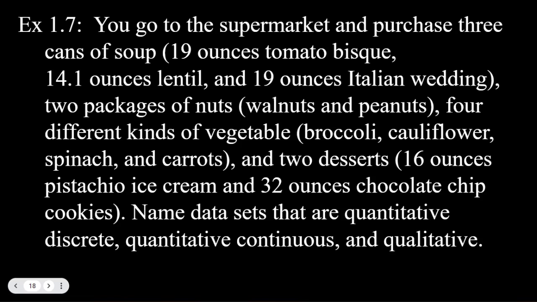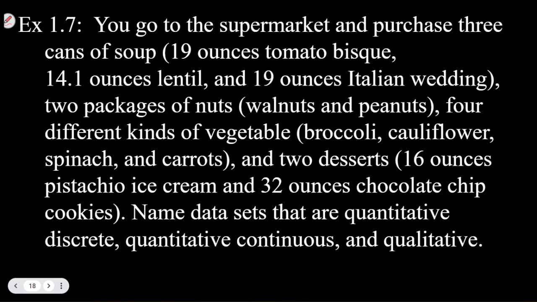Example 1.7, you go to the supermarket and you purchase 3 cans of soup. There's 19 ounces of tomato bisque, there's 14.1 ounces of lentil, there's 19 ounces of Italian wedding. Then you're going to also get 2 packages of nuts, walnuts and peanuts. There are 4 different kinds of vegetables, broccoli, cauliflower, spinach, and carrots, and 2 different desserts, 16 ounces pistachio ice cream and 32 ounces of chocolate chip cookies. Name the data sets that are quantitative discrete, quantitative continuous, and also qualitative.